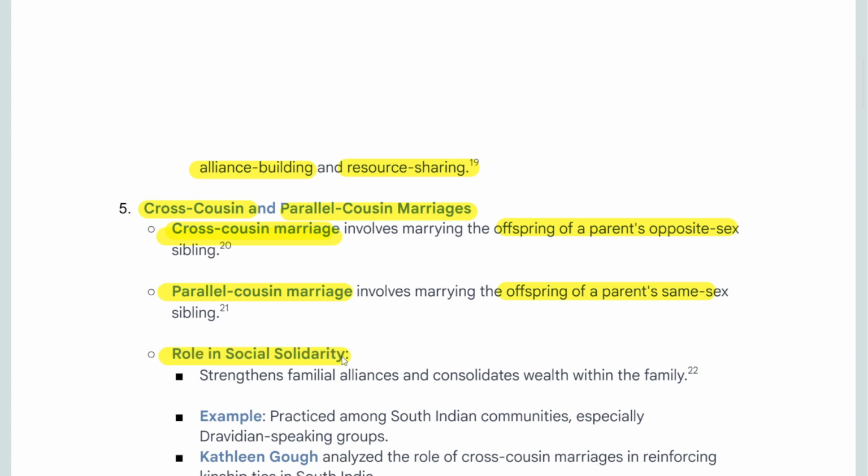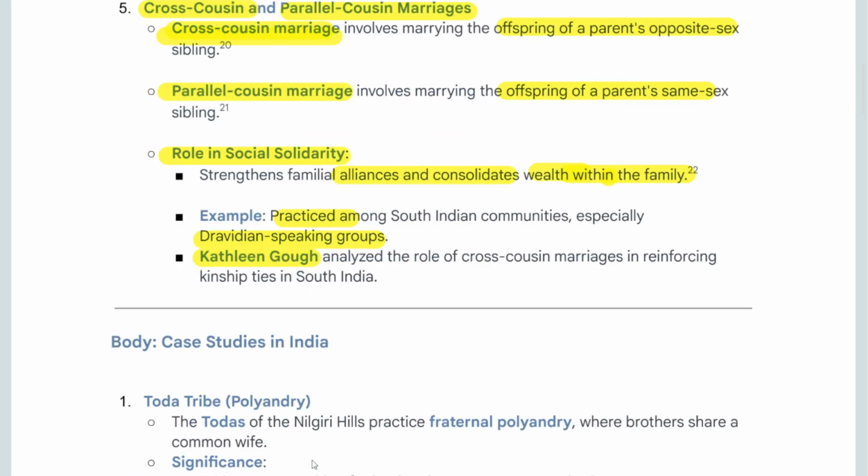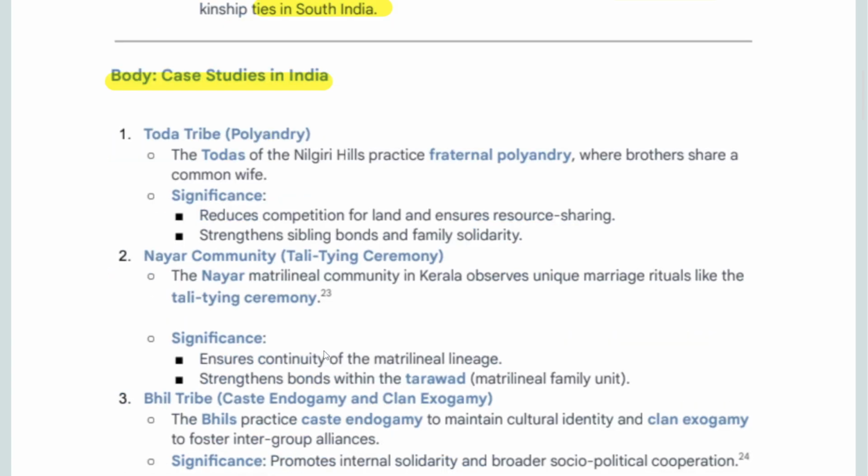Why those specific rules? It's often about reinforcing existing family alliances, keeping wealth consolidated within the family network. Kathleen Gough looked at cross-cousin marriage among Dravidian groups in South India, saw it as powerfully reinforcing kinship bonds. And parallel cousin marriage may be less common, but seen among groups like the Santals, it helps keep family property together, very tightly controlled. These examples really show how meticulously society structured relationships. It's like social architecture.